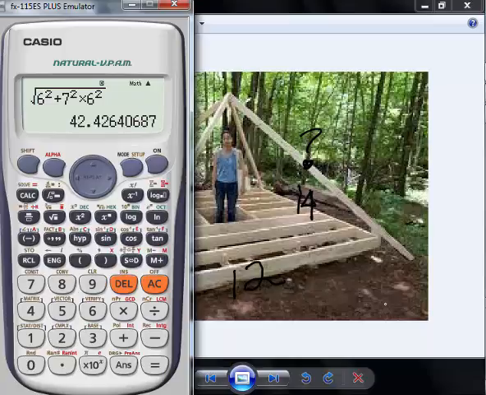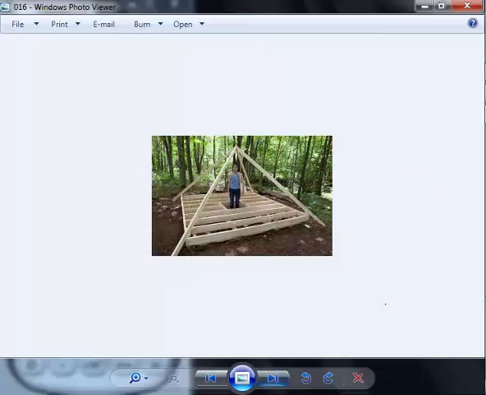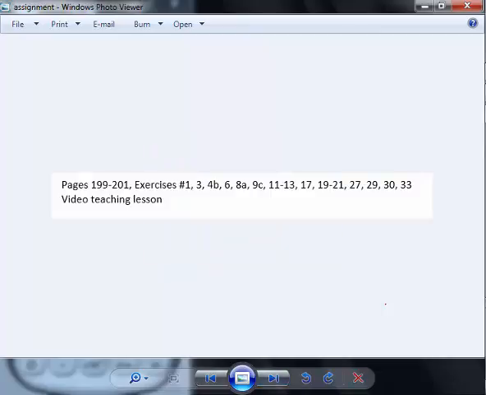Oh, I screwed up. Let's see here. Plus 6 squared. Okay, so this rafter from here to here is going to be 11 feet. So that's the assignment.